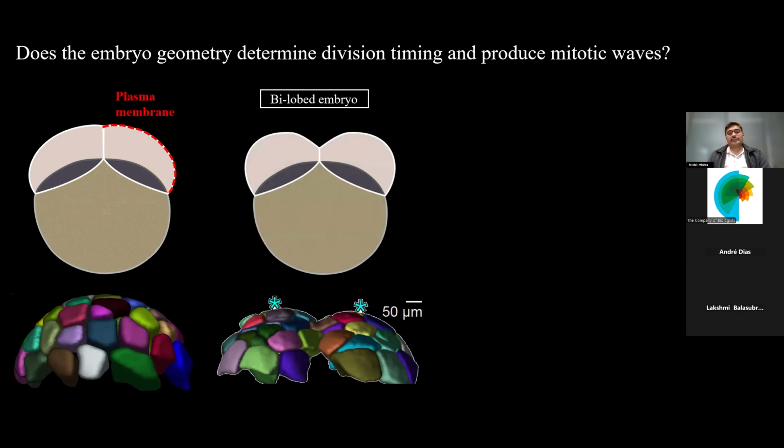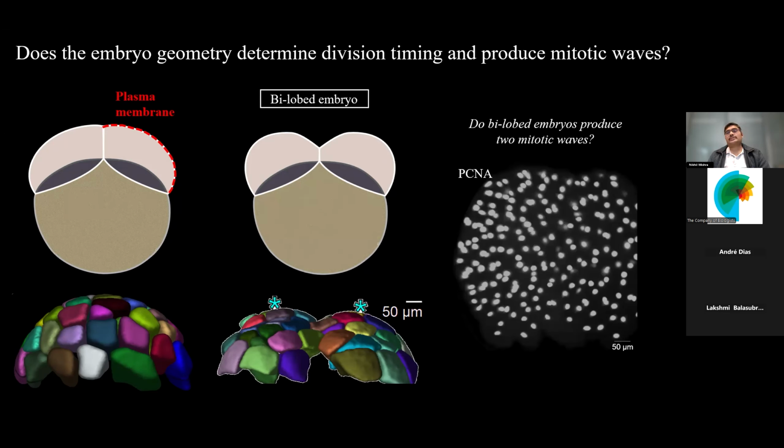I altered the geometry in two ways. First, I confined the embryo such that it would produce a bilobed embryo, as you can see here. I have confirmed that these bilobed embryos have a differently shaped cell size gradient, such that cells are now larger here and here, which now resemble two ectopic animal poles. And the original animal pole now lies in a valley where cells are now smaller in size.